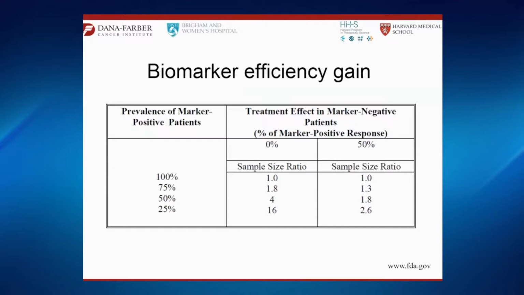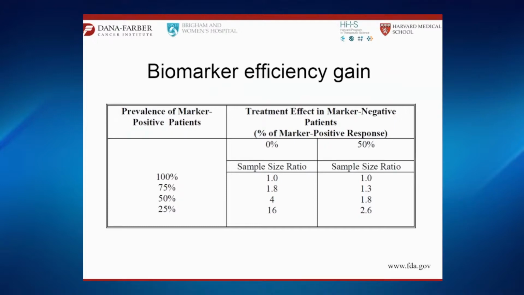So is it all of the people? Is it 25% of the people? In the example that I just showed, it was 10% of the people, so it's way down here. And then these two columns say, what is the effect size in the biomarker negative population? So is it a predictive marker, but there's still effect in the biomarker negative population, it's just not as great? Or is it a completely predictive marker where if you don't have the marker, you don't respond at all?